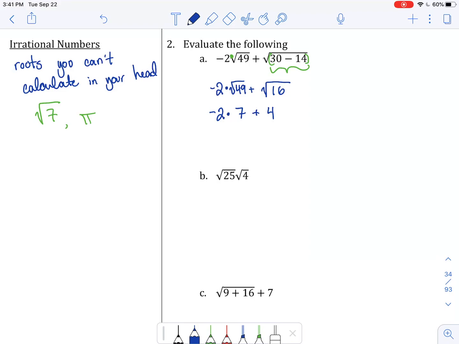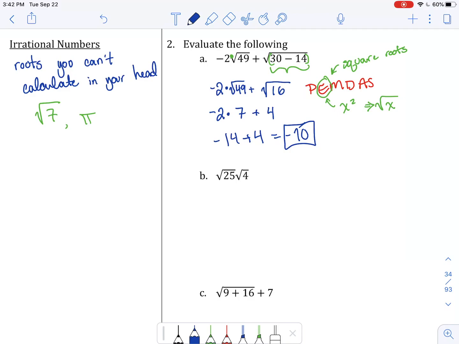Again, if you're not sure, please ask. One thing that's important to note is you'll notice the order we did this. If I think about my order of operations, square roots come from the word square, meaning that these are the same place in our order of operations as exponents. So this is where you want to put the square roots when you're doing your order of operations. And from there we can do our multiplication and our addition. -14 plus 4 equals -10.